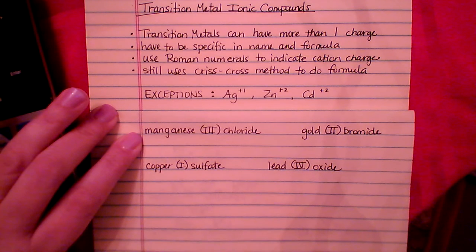Now, when you're writing the formula, you're still going to use the crisscross method. So that makes it fairly easy to write the formulas for transition metal ionic compounds.